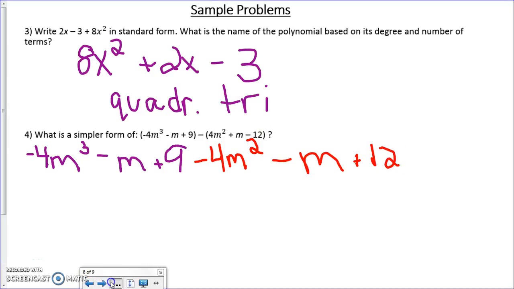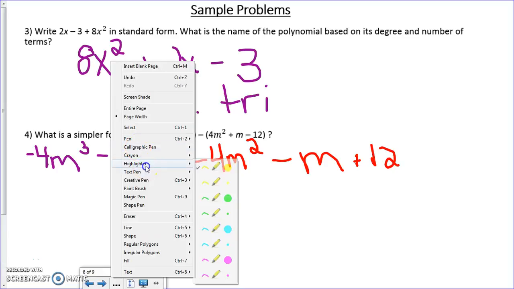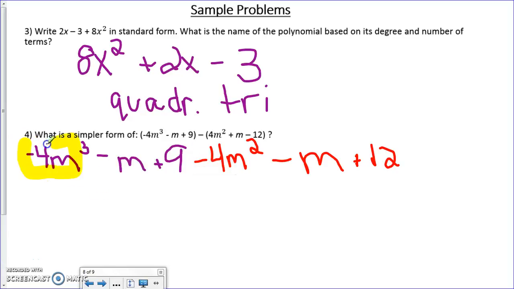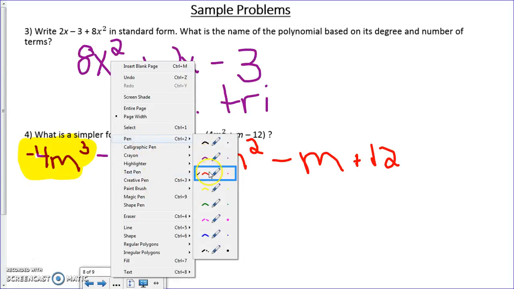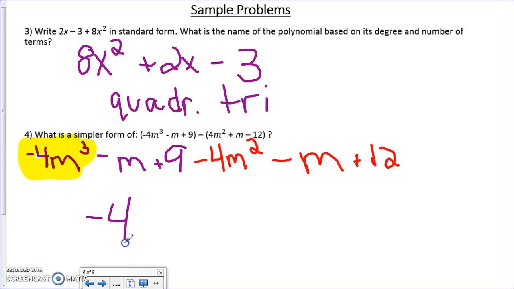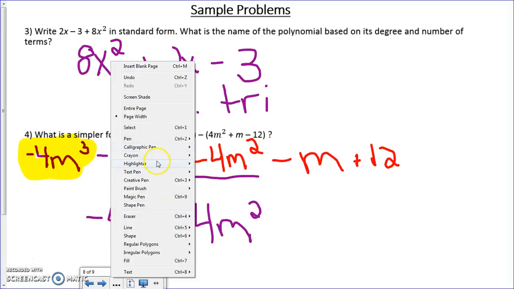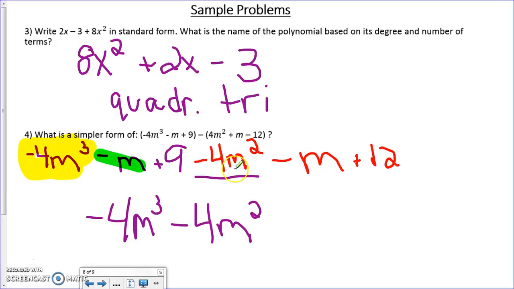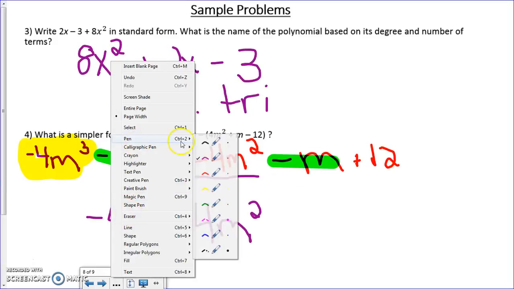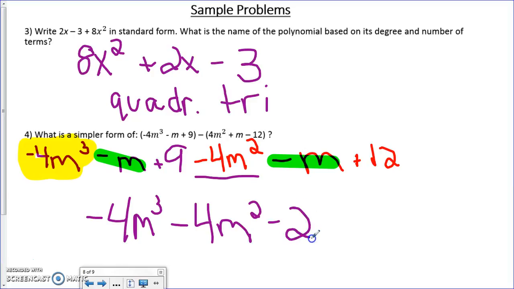Then I'm going to group my like terms. Let's see. I have negative 4m cubed and nothing else. So that's easy. I'm going to write negative 4m cubed. I see negative 4m squared. That doesn't have anything alike. That's also easy. And then I see negative m and negative m. That makes negative 2m. And positive 9 and positive 12 makes plus 21. That would be the simpler form.